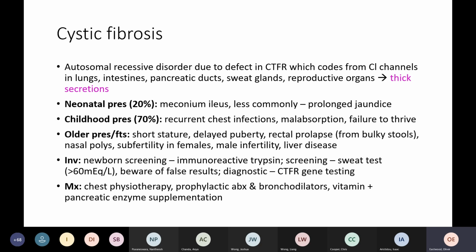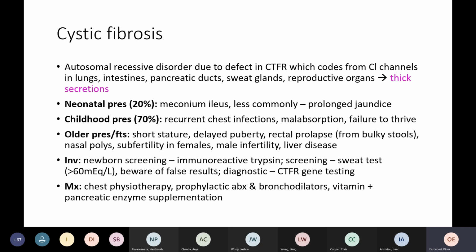And these all twin together to cause the short stature when they get later in life. Thick secretions in the intestines are what make the bulky stools, and these bulky stools are what lead to the rectal prolapse they get. And I don't know how true this is, but I just thought thick secretions in the nose is what leads to the polyps. Probably isn't, but I think it's a useful way to think about it. And then finally, your reproductive organs. This will cause subfertility in females and infertility in males. It's more of an issue in males, and they usually won't be able to conceive, whereas in females, it might be difficult, but sometimes they can.